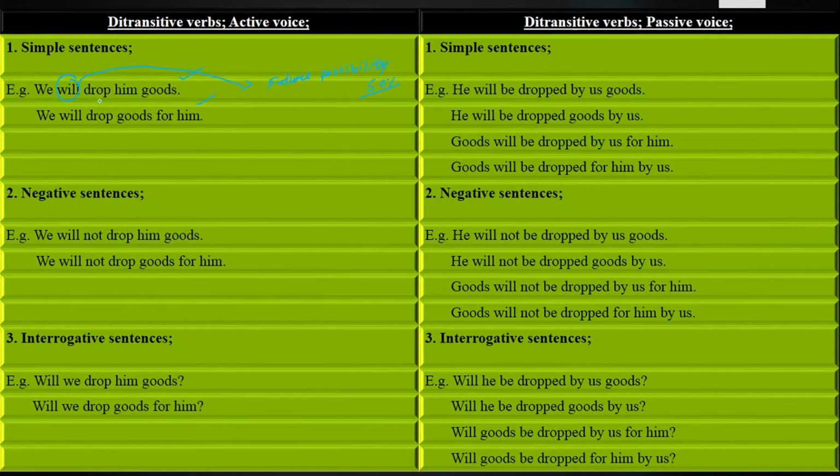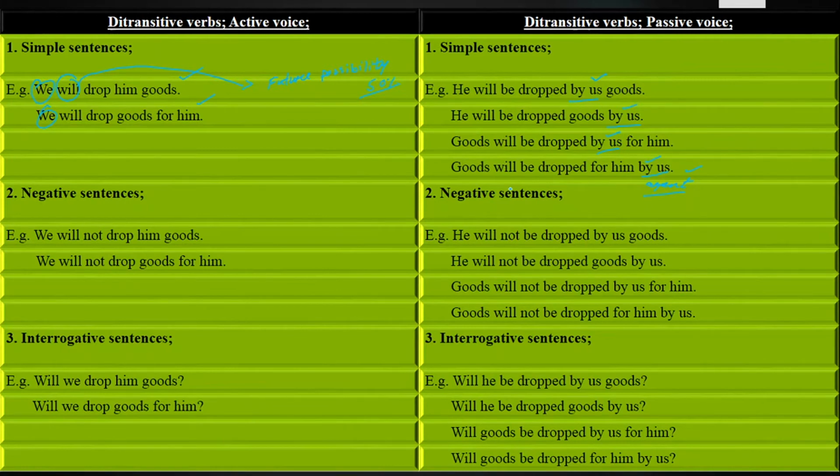When we change them into passive voice, we have to glance at the rules of ditransitive verbs in active voice and passive voice. When you bring your subject, the doer of an action, in the place of object, you make it by us. Over here, by us is called the agent. It is not an object. The agent tells us who does an action. By whom is the action being done? By us. So us is your agent, the doer of an action.